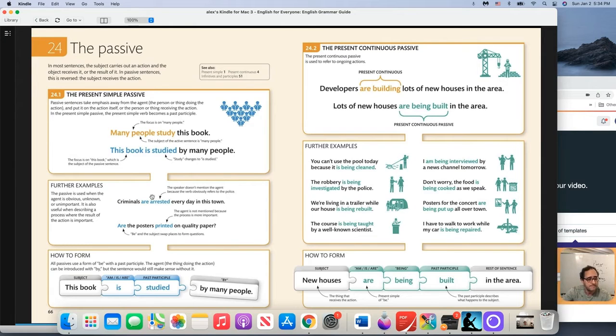Further examples. Criminals are arrested every day in this town. Notice here's the to be, which is are. Criminals are arrested. A criminal is arrested. Criminals, plural, are arrested. This arrested is the past participle of the verb arrest. It doesn't necessarily mean that it's done in the past. It's a past participle. Notice what's missing in this. Who arrests the criminals? We kind of think it's the police, right? We kind of know it's the police, right? So the focus is on criminals. Criminals are arrested every day in this town.